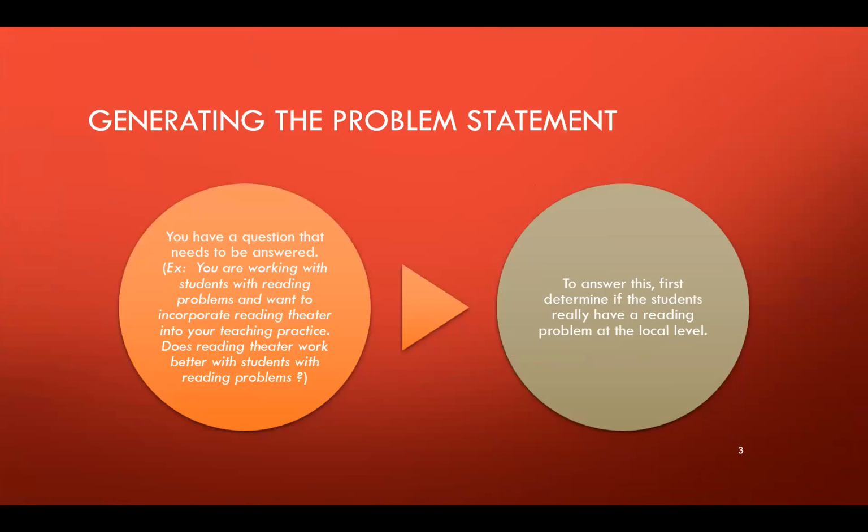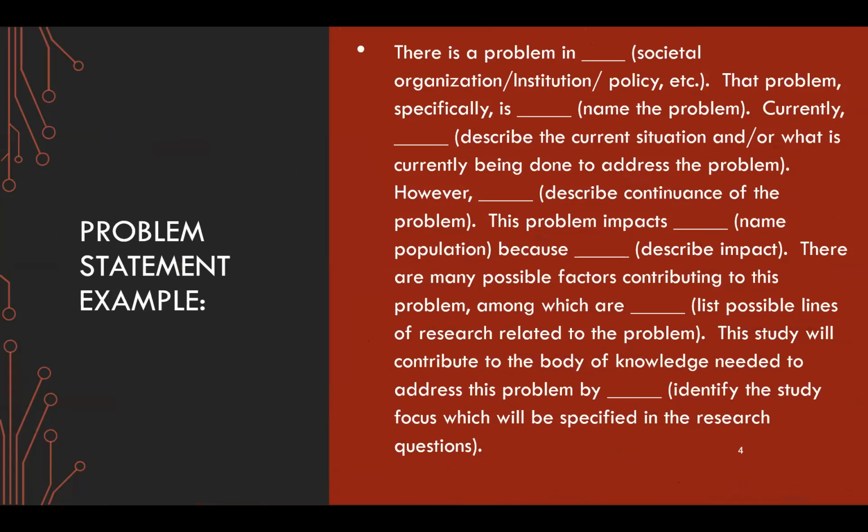So how do you create the problem statement? You have a question that needs to be answered, right? For instance, say students have reading problems and you want to incorporate reading theater into your teaching practices. Or you can use patients that you're teaching, and you want to use videos with your patients to teach them. So, does using videos work better with patients that have reading problems? To answer this, you first check to see if your students, in this case your patients, really have a reading problem at a local level. And then the way to write it, using our problem that we just talked about.